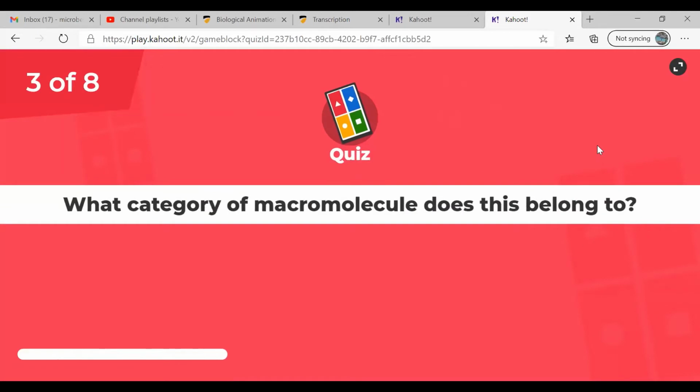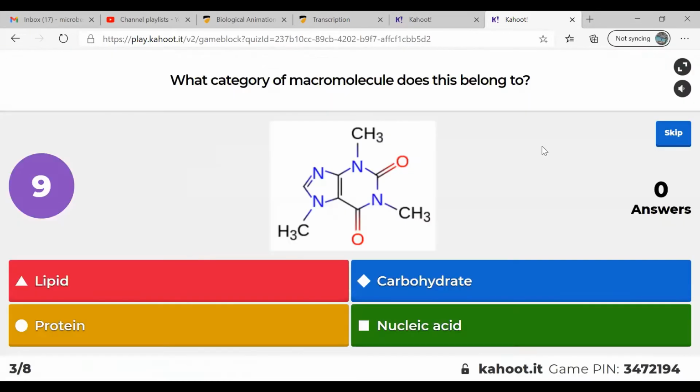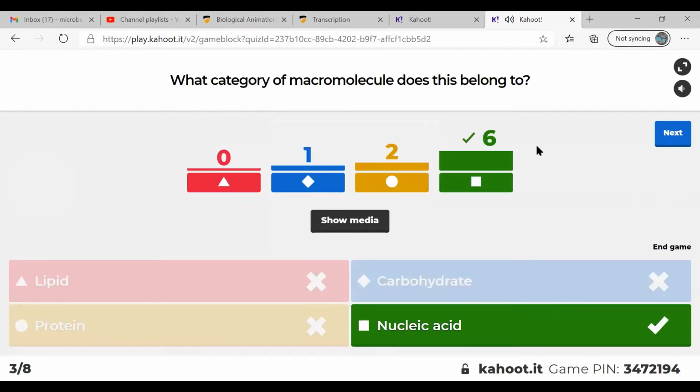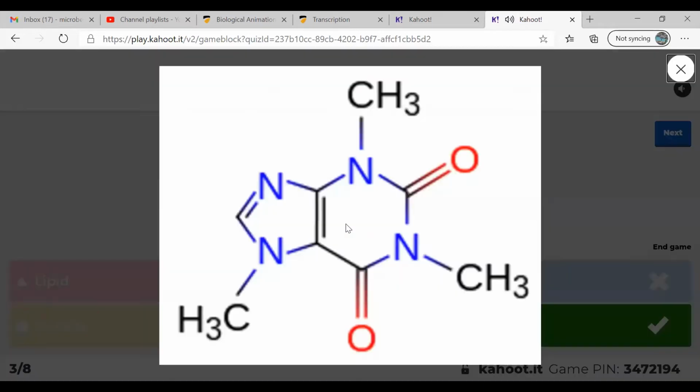Okay, question 3. What category of macromolecule does this belong to? Maybe this one's a little easier. We just saw it a few minutes ago. Okay, well done. 6 people got the right answer. This is a nucleic acid. Well, this is actually just a nitrogenous base. I did not color all the nitrogens to make it obvious, but that actually is how it was colored when I found the diagram. This one here is adenine.